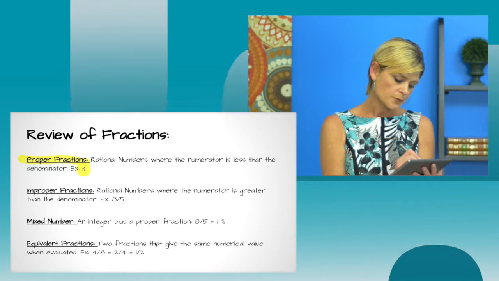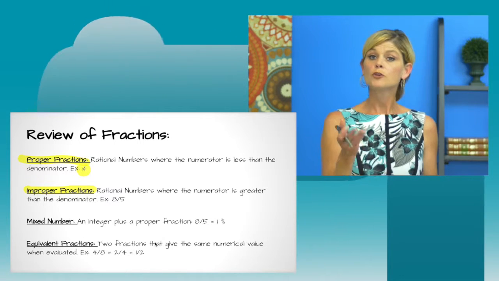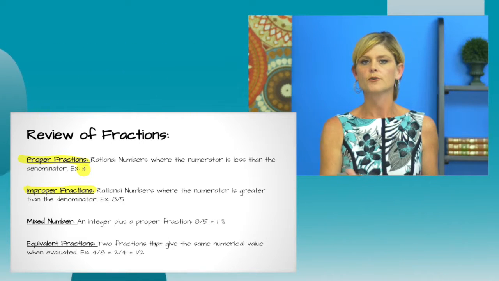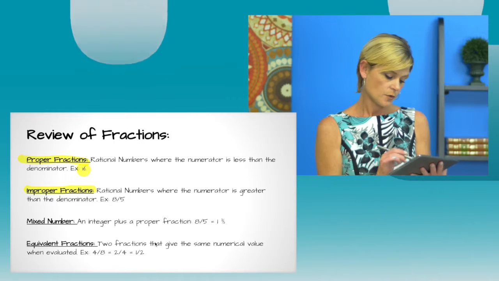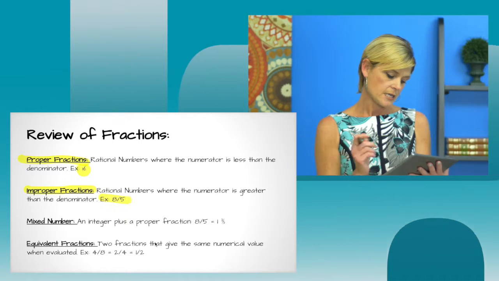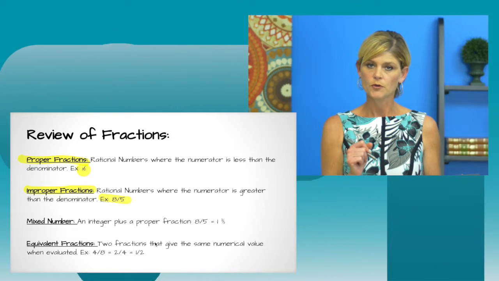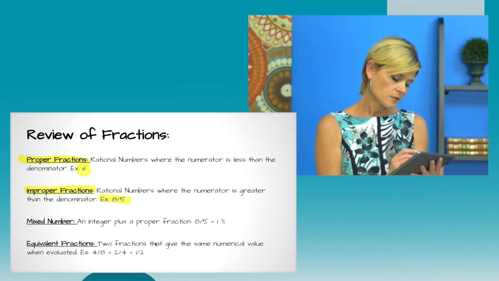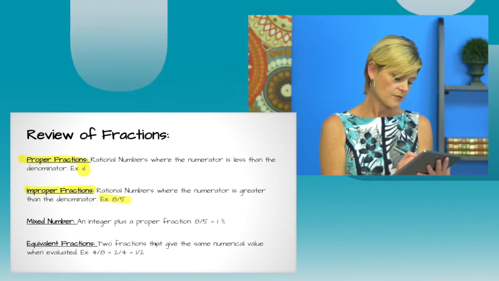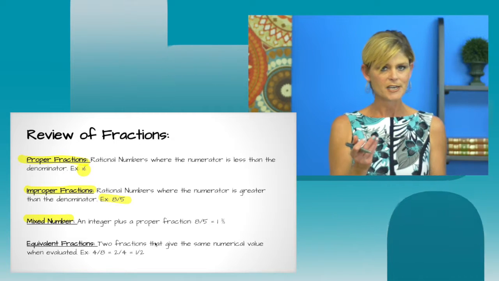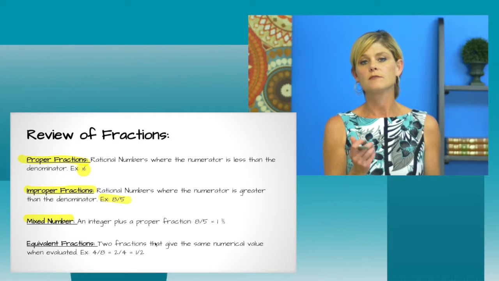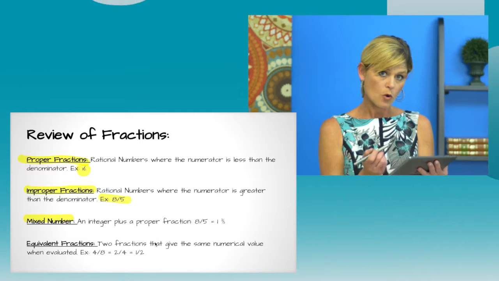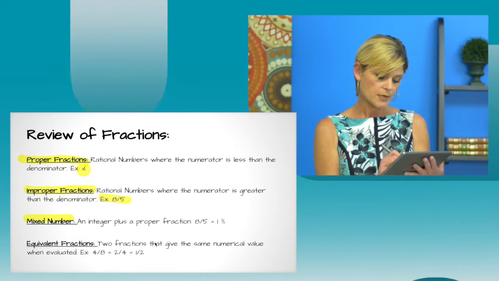An improper fraction is where the numerator, or the number on top, is larger than the number on the bottom, or the denominator. So let's use 8/5 as an example. That is a perfect example of an improper fraction. Also, it doesn't technically have the word fraction in it, but it does include a fraction: we have the terminology of a mixed number. Now, a mixed number is an integer, or a whole number, plus a proper fraction.